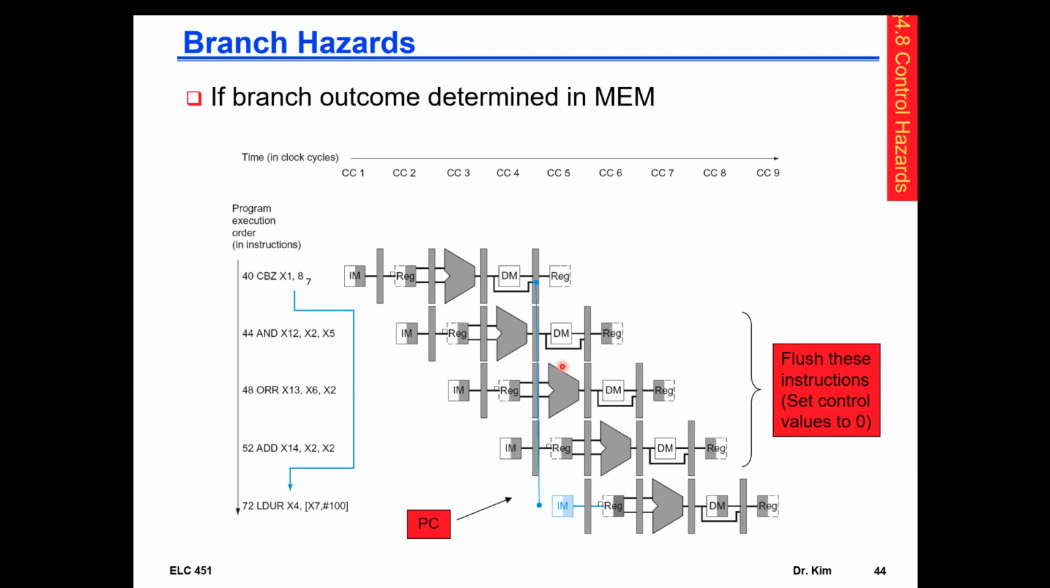But we still need to inhibit the completion of these instructions. We need to essentially make sure that this doesn't write register 12, that this doesn't write register 13, and this instruction doesn't write register 14. So we have to flush the pipeline. That's the term that is used. We have to flush these 3 instructions from the pipeline to really make it so that after this instruction, what came was this one.